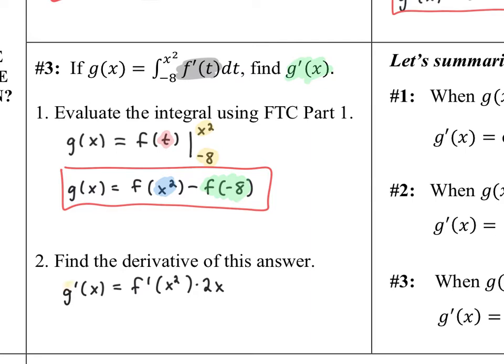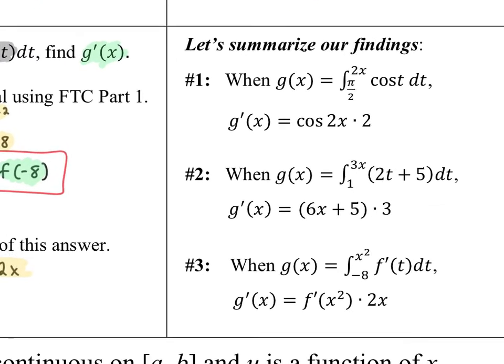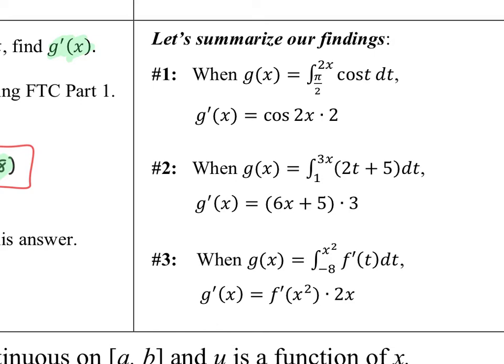And I end up with the g prime of x of f prime x squared times 2x. Let's take a look at a summary of these three examples and see if we can spot a pattern that's going on. So for this first one, notice my integrand was a cosine, and this is a cosine. That 2x that is part of that derivative answer is simply my upper limit. What has happened is that upper limit was plugged in for the t.